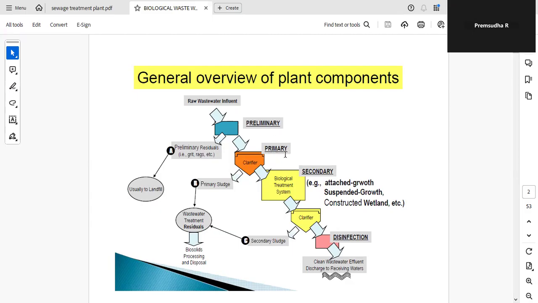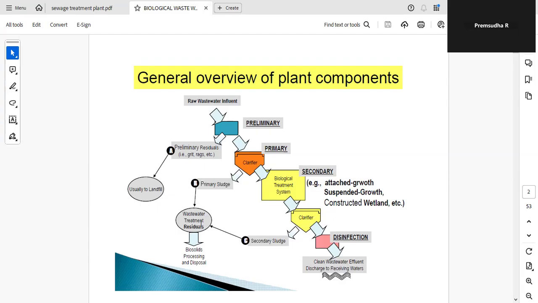After that is the primary treatment, where we use a clarifier. Then the secondary treatment, a biological treatment system. Here there is an activated sludge process and a trickling filter process. After that, the disinfection process. In the primary treatment also we have a clarifier, through which the primary sludge comes out. Then the secondary clarifier, after the secondary treatment, deposits the secondary sludge.